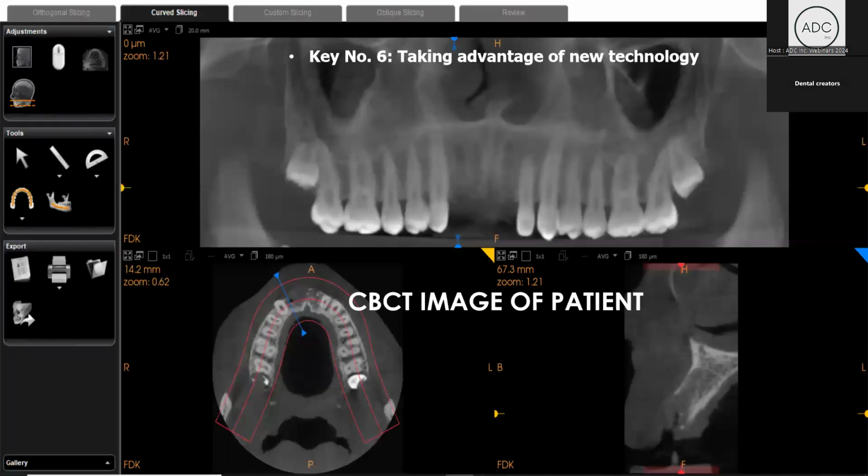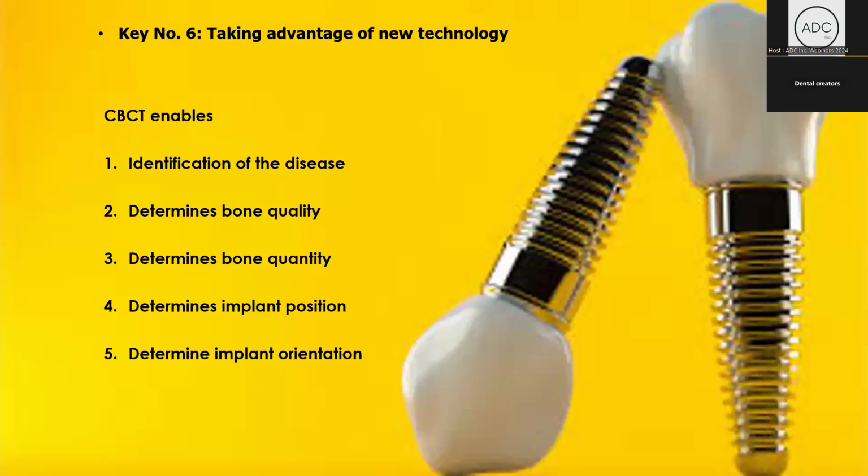By using a good quality of a bone graft. So what is the use of CBCT? It helps in identification of the diseases. It determines the bone quality, bone quantity, the position where we can place the implant.